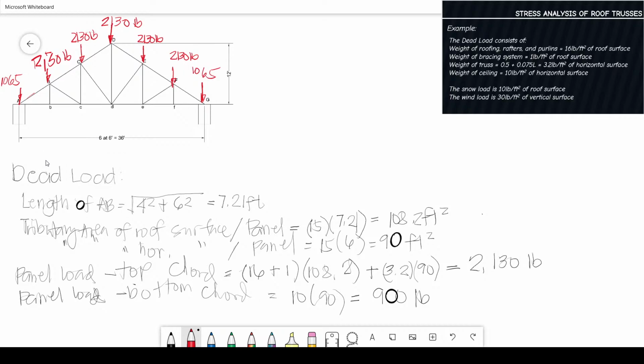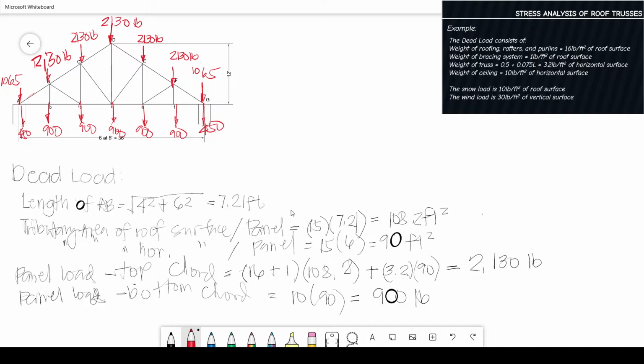1065. Okay, let's move on to our bottom chord. Same, this is the area of our bottom chord, this is our panel area. So again, at this one, 900. This one, 900. This one, 900. Pound, this is. This one, again, is 900. And at the ends, that is 450, and this one is 450.